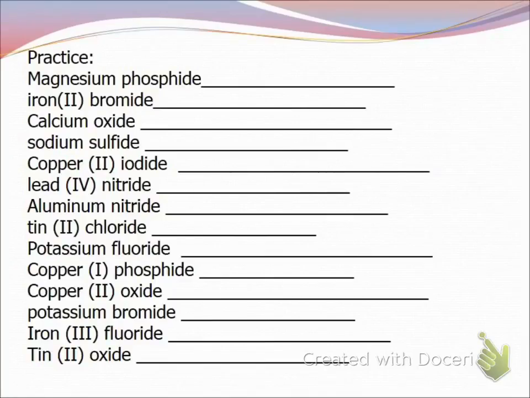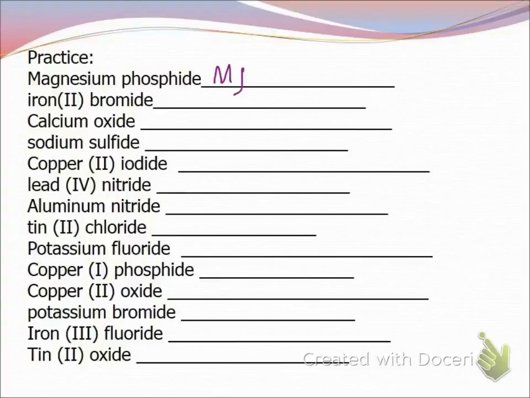So let's practice this, okay? We're going to start with magnesium and phosphide. While we're getting started, it's best to write the charges down, and then you can look at them. Later on, you'll be able to just look at charges and figure out what they go together. You don't have to write them separately. But for now, let's write them separately. And I'm just going to randomly pick some of these. I'm not going to do all of them.